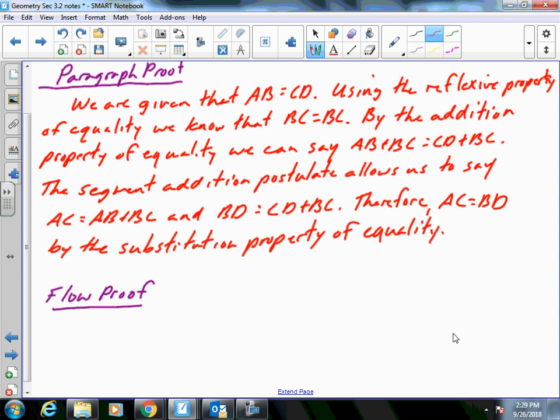So, with a flow proof, just like any proof, we're going to start with what? What we're given, the given part, which is AB equals CD. A little box. You can put it in a circle, whatever shape you want to choose for your flow proof. And then underneath it, we're going to write the reason, which AB equals CD came from the given.